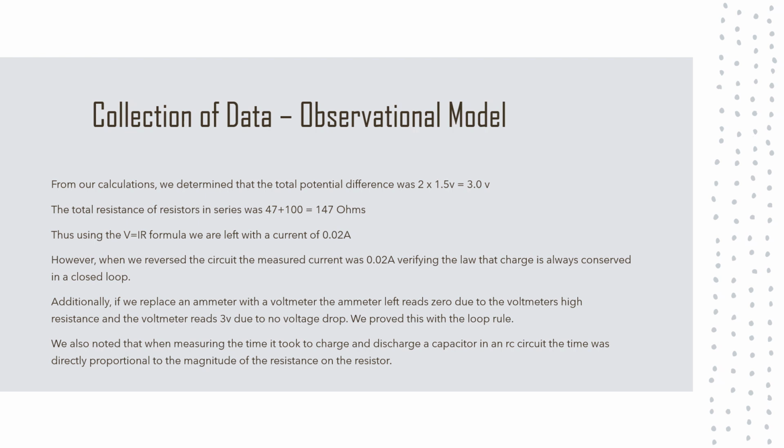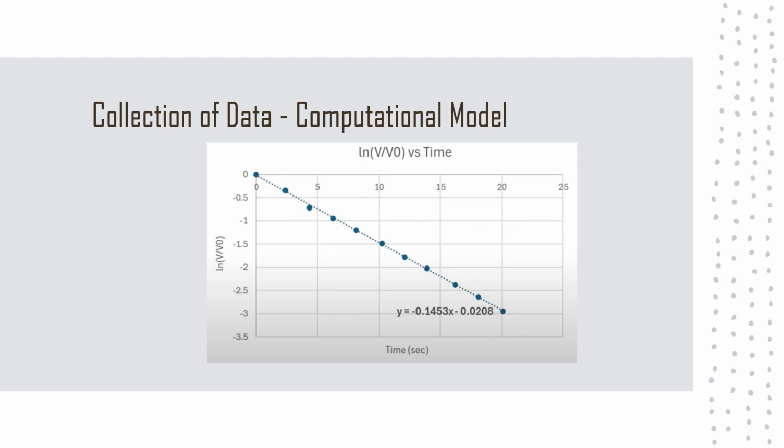We also noted that when measuring the time it took to charge and discharge a capacitor in an RC circuit, the time was directly proportional to the magnitude of the resistance of the resistor. Charge and discharge, you can see it in the image over here, and you can see the relationship is a straight line, which means it's directly proportional.